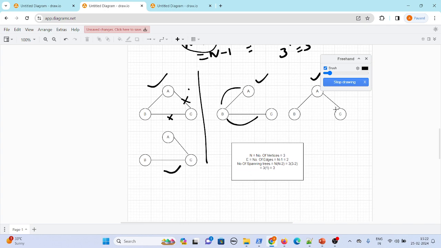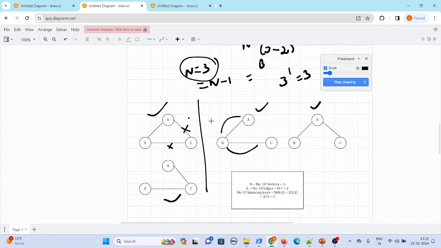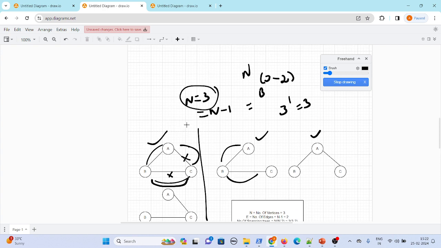So here you have got 3 graphs. Here it's a complete graph because from A you have direct edges to B and C. From B you have direct edges to A and C. From C you have direct edges to A and B. So this is a complete graph, and the number of spanning trees that can be formed from it is n power n minus 2, which is 3.